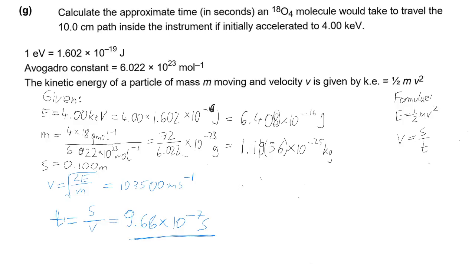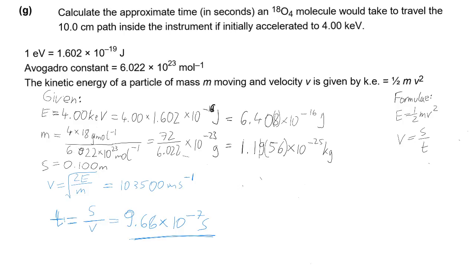So that's all good. If we look at the time that we're actually asked to work out, we then need to use the velocity formula. We'll rearrange for time, so that gives us distance travelled divided by velocity. And if we now plug in the values that we have, both the one we've worked out for the velocity and the value that we were given for the distance, we get a time of 9.66 times 10 to the minus 7 seconds. That's the unit we were asked for, so we've now finished the question.